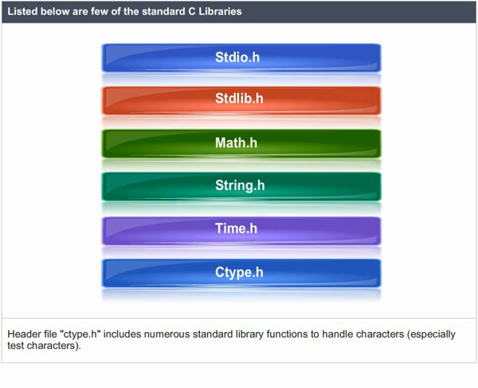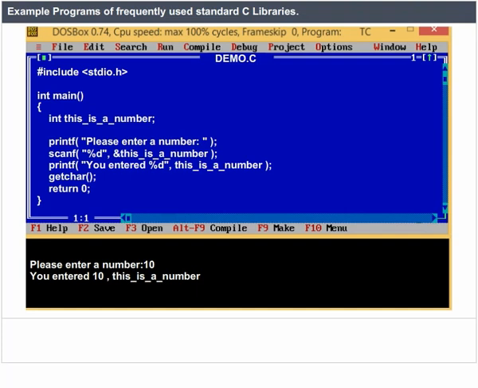The ctype.h header file includes numerous standard library functions to handle characters, especially to test characters. Example programs of frequently used standard C libraries.